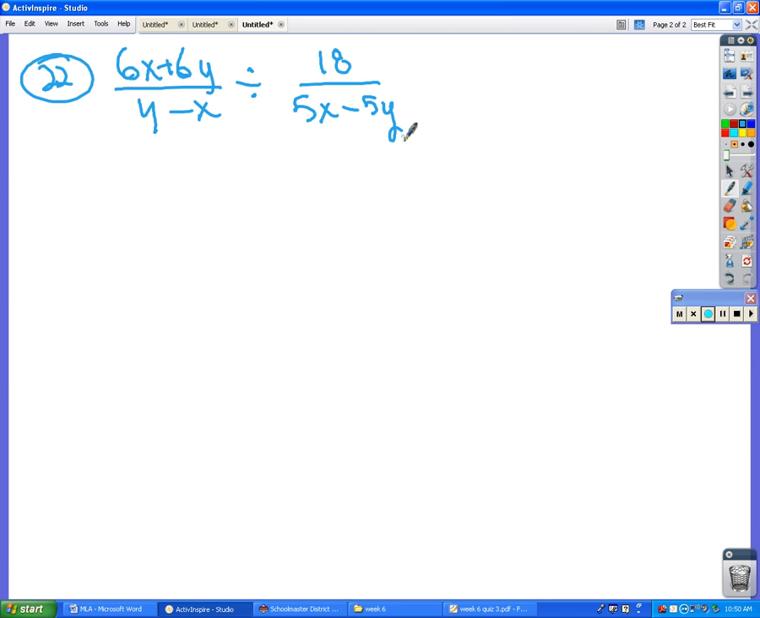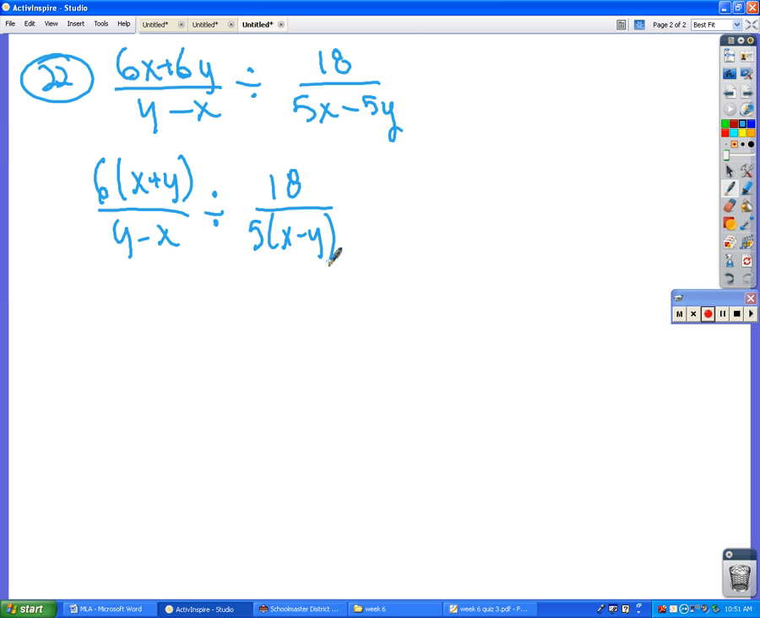Okay, so since we are messing with the reciprocal and the restrictions on the variables, let's factor this out first before we flip it over. So if I look at 6x plus 6y, what can I factor out of that? 6. The y minus x is already factored, divided by 18 over, what can I factor out of this? 5 over x minus y.